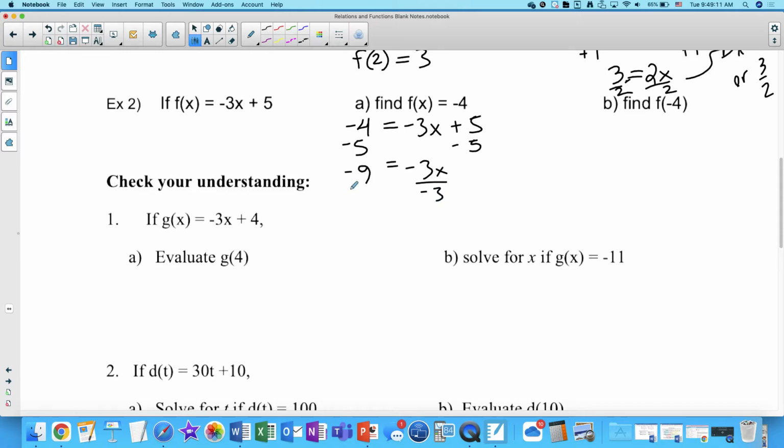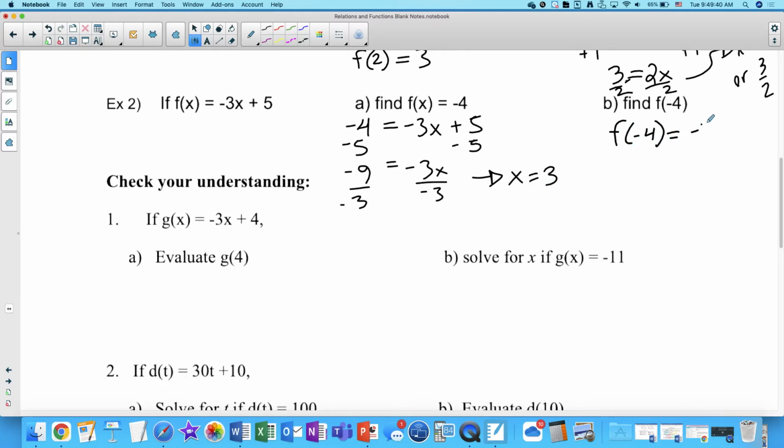What if we're asked to find f of negative 4? Where do we sub this negative 4? The right, so we sub in for x on the right. So f of negative 4 equals negative 3 times negative 4 plus 5, and that's 12 plus 5, which is 17.